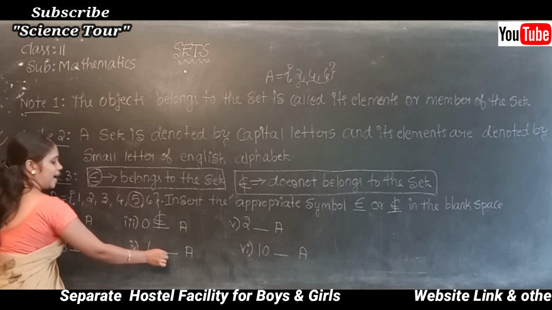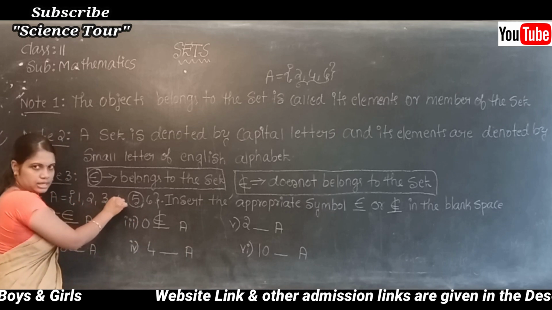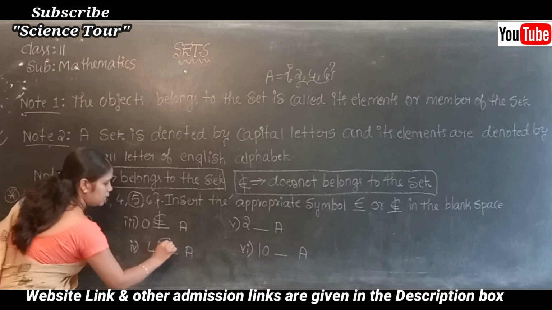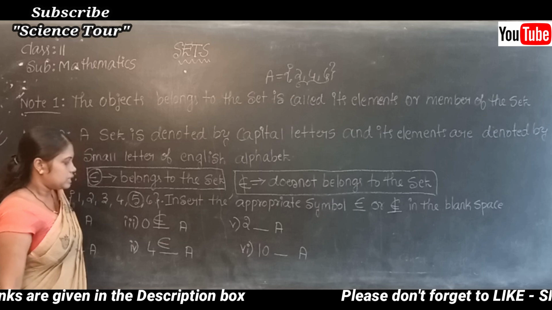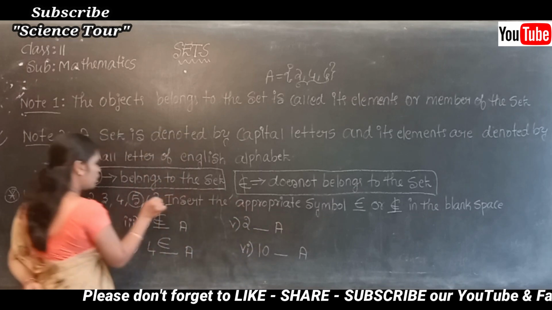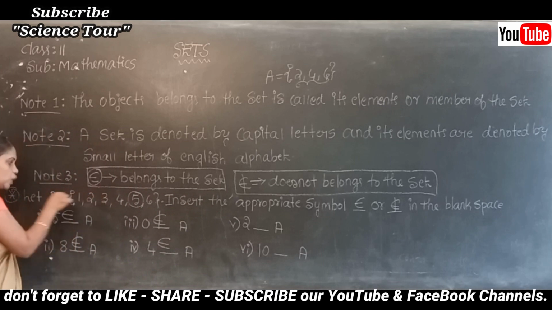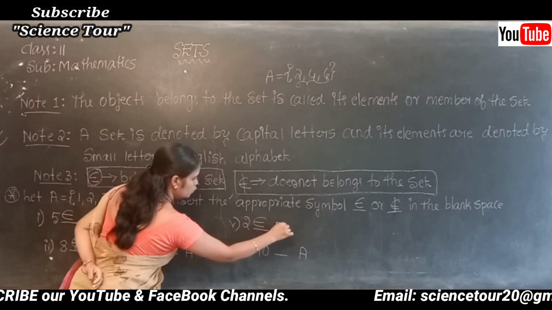So next, fourth question I will consider. 4 dash A. Do you have 4 here? Yes, 4 is included, isn't it? So therefore, which symbol? Belongs to A. So next, fifth question. 2 dash A. Do you have 2 here? Yes, 2 is included, isn't it? So therefore 2 belongs to A.